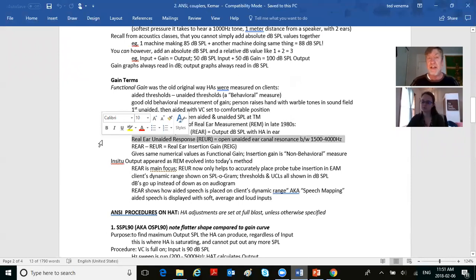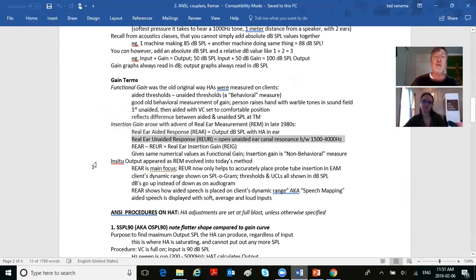And insertion gain had another huge advantage. It was quicker. Candy is dandy, but liquor's quicker. It's faster. Real ear takes about 10 seconds, okay? When you're doing functional gain, you're doing another whole hearing test, aided, so it took way longer.